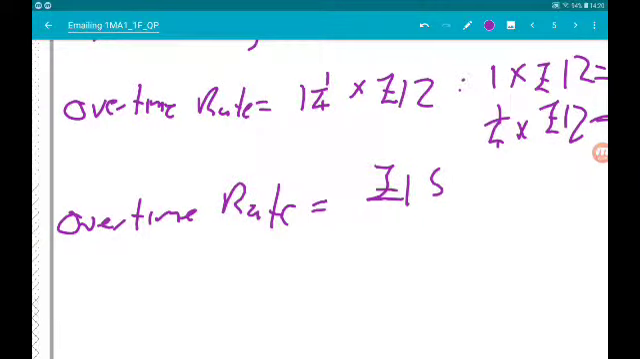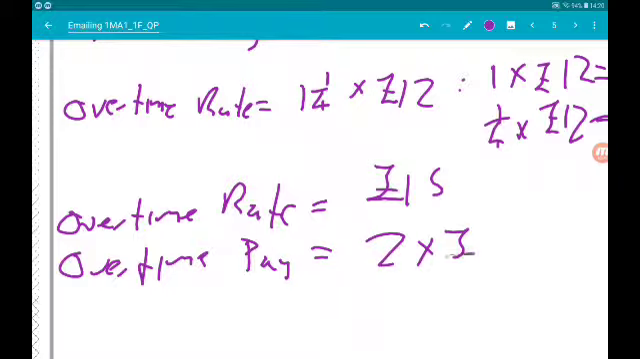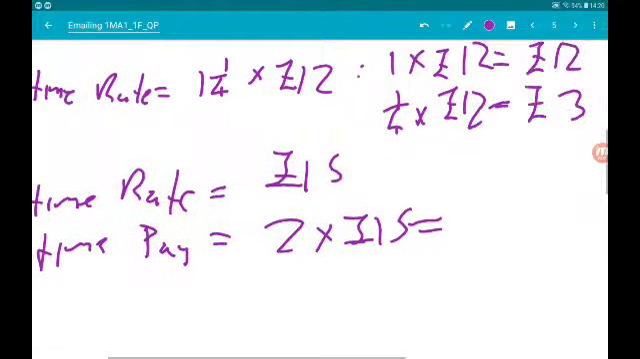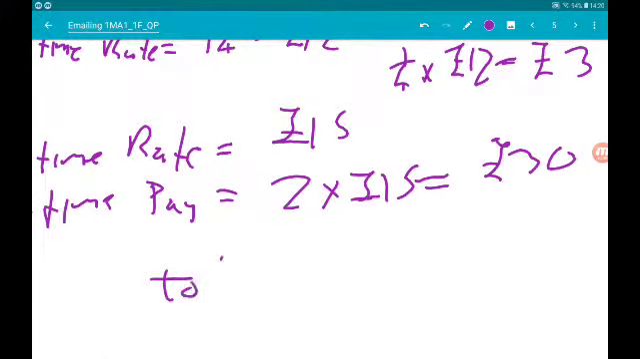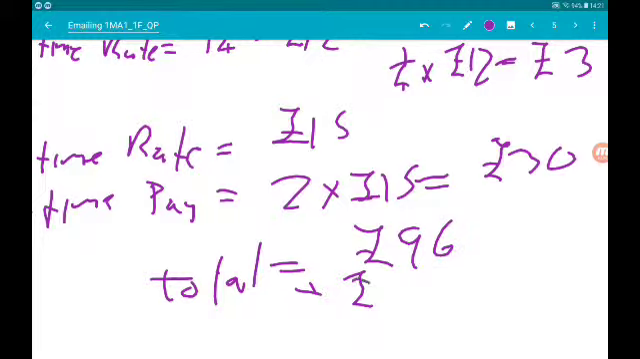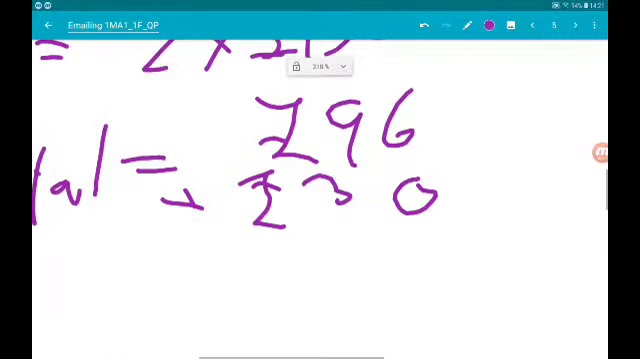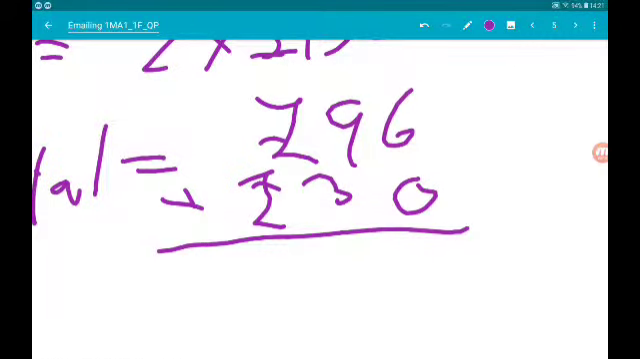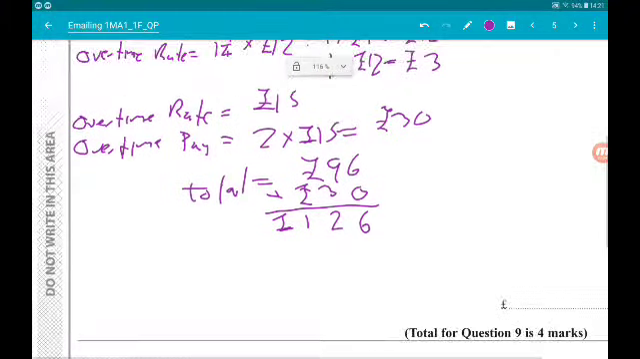So his overtime pay is 2 times £15, which is £30. So his total pay is 96 add 30. Starting from the right, 6 add 0 is 6, 9 add 3 is 12, so because there's no hundredths column we can just put 12, like that. £126 is the answer. Okay, number 10.